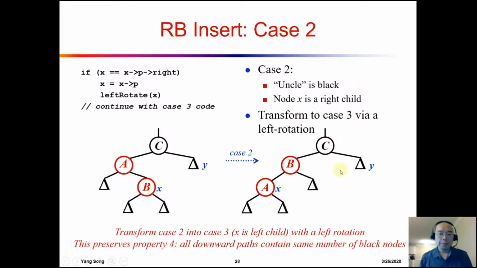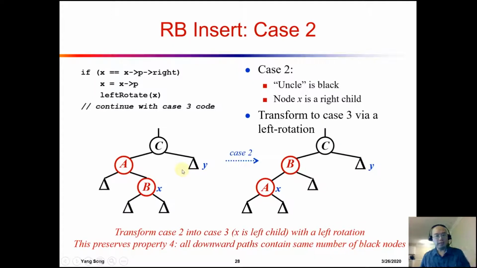Okay? So, case number 2. Case number 2 is a tricky case because the rule is: if the new node X's uncle is black, and the node X is a right child. So the scenario should be like this. The new node X is a red child, and the parent A is also red, but the uncle is black.